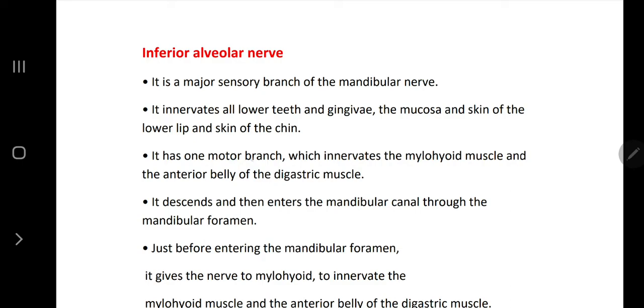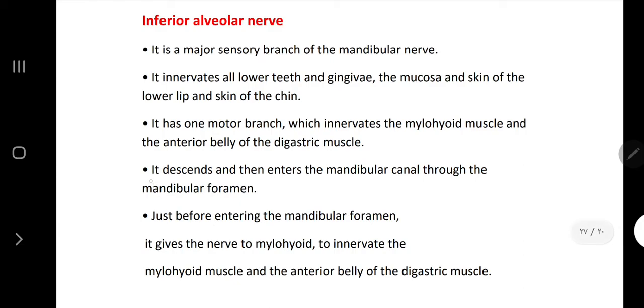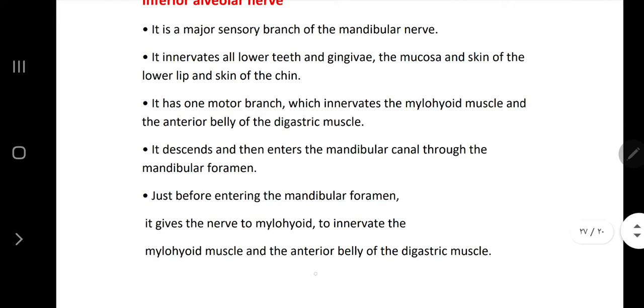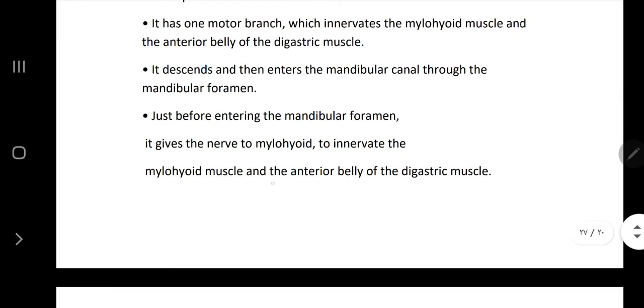It has one motor branch which innervates the mylohyoid muscle and the anterior belly of the digastric muscle. It descends and then enters the mandibular canal through the mandibular foramen. Just before entering the mandibular foramen, it gives off the nerve to the mylohyoid to innervate the mylohyoid muscle and the anterior belly of the digastric muscle.